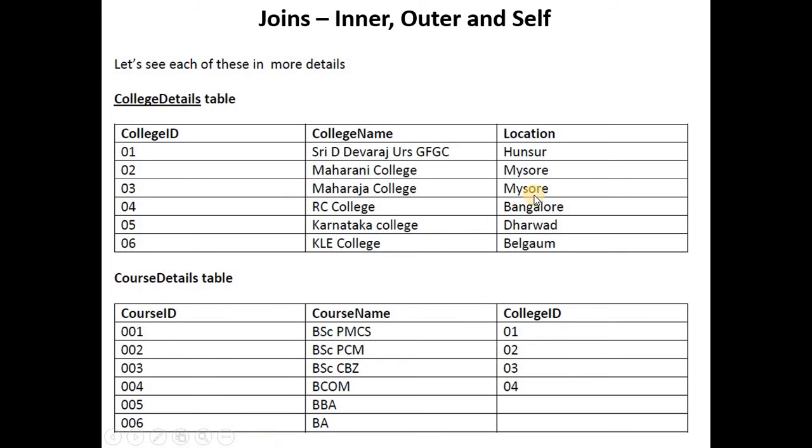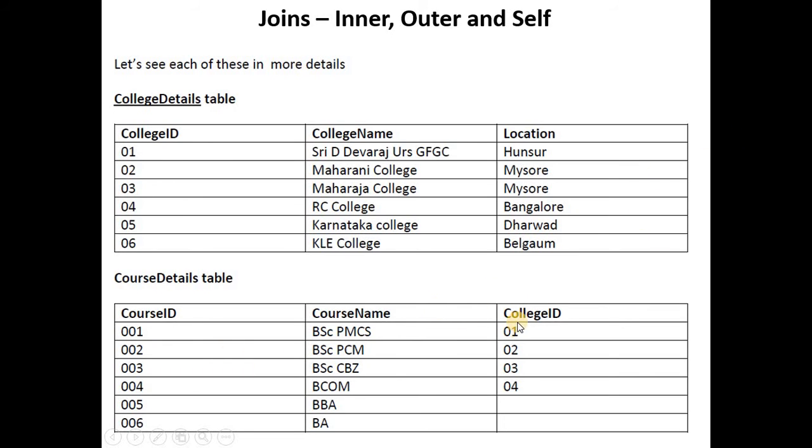As you could see that this college ID is common, we are trying to join with this. So if you join this table with this table using this college ID as common, what you would get is for this 01, this college name and location, then this row, that is course ID 001 and course name BSc PMCS. And next this college ID is 2 and it will be joined with this. So after the join you will get 02 in the college ID, Maharani College, Mysore, and then course ID 002 and the course name BSc PCM.